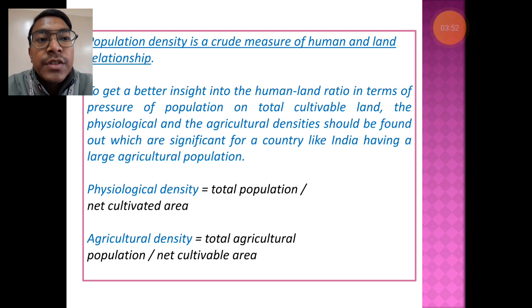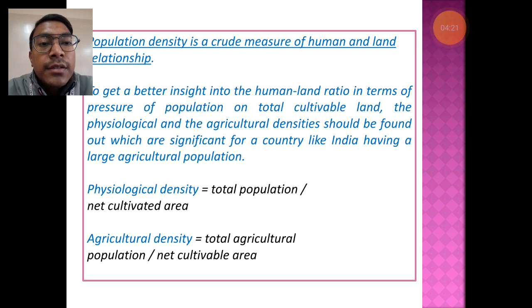What are these physiological and agricultural densities actually? Physiological density basically refers to the average number of people per unit of agricultural land, per unit of cultivated area. So in order to find out the physiological density, we use the formula total population divided by net cultivated area, that is the total land available for agriculture.